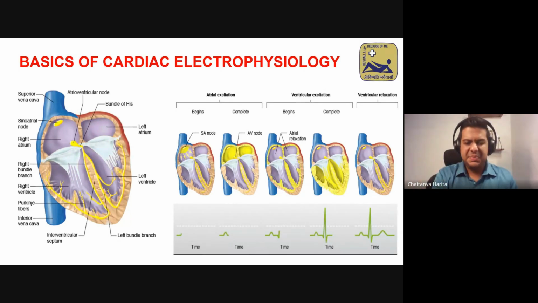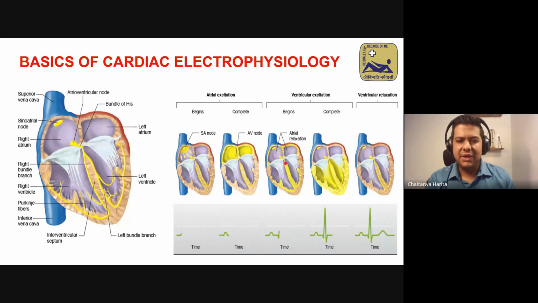So never say P wave corresponds to atrial contraction. P wave corresponds to atrial electrical activation. So that's a subtle difference that you need to make when you report an ECG. So the atria are represented, as we know, by the first undulation that we see called the P wave.